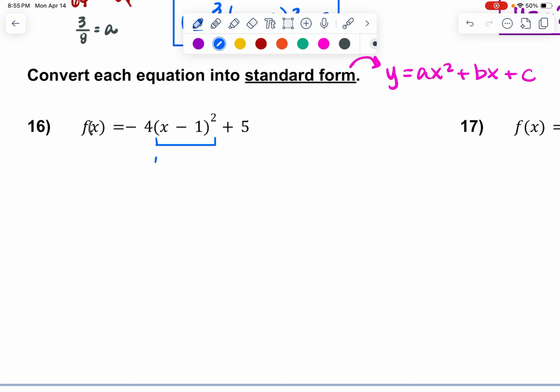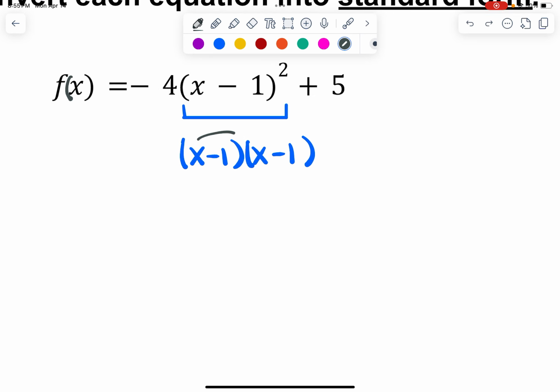So remember, that means x minus 1 times x minus 1 when you're squaring the binomial. And you need to double distribute that, right, to get rid of the parentheses. So here we go. We're going to double distribute. Oops, sorry. All right, so x times x is x squared. And then we have x times negative 1, which is negative 1x. Then we have to distribute the negative 1 to everybody. So negative 1x again. And then we have negative 1 times negative 1, which is positive 1.